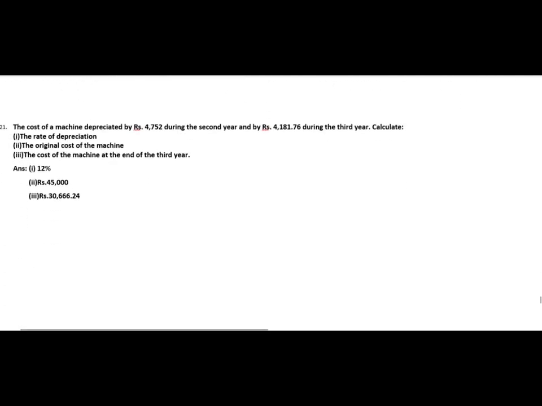Okay, very simple question. And we are on the final question of the chapter, question number 21. I will do it for you, don't worry. The cost of a machine depreciated by rupees 4752 during the second year. Okay, so let me write it this way. Depreciation during second year. You know what you mean by depreciation, right?